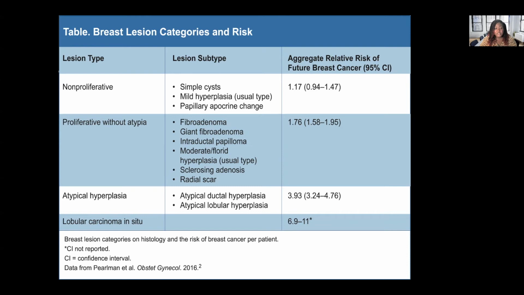Atypical hyperplasia, such as ductal or lobular, does have a 3.93 or almost 4 times the relative risk of development of future breast cancer. So when we talk particularly about ductal hyperplasia, it's important that we understand this, and we usually urge the patient to get an excision because of this. Lobular carcinoma in situ, which we'll talk about in future slides, is associated with a significantly increased risk of future breast cancer, and that's why it's always excised. It's actually considered stage 0 breast cancer, according to NCCN guidelines. So we'll talk about that in some upcoming slides.